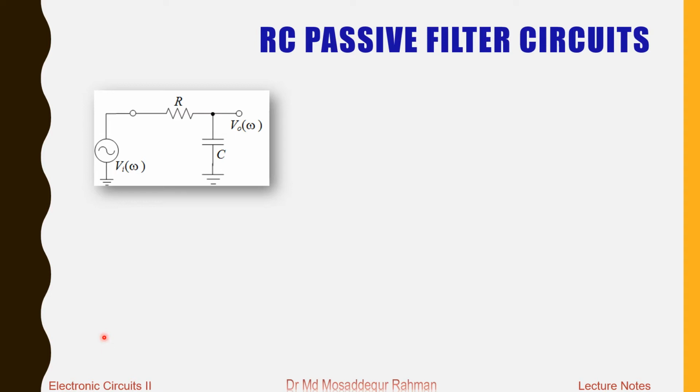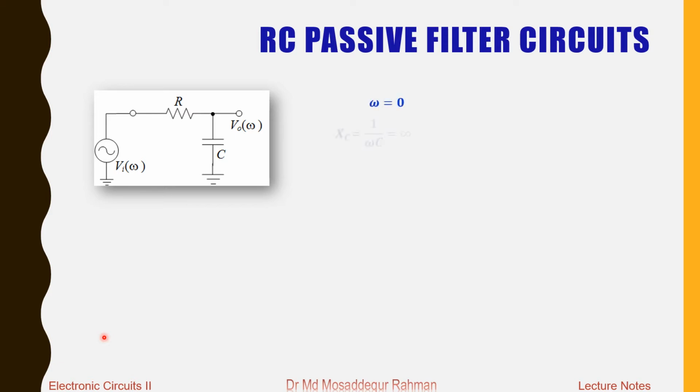We need to examine the circuit just at two frequencies, one at very low frequency, that is zero frequency, the other at very high frequency, that is infinite frequency. So if we test the output of the circuit at these two extreme frequencies, we can easily estimate the type of the filter, whether it is working as a low pass or a high pass filter.